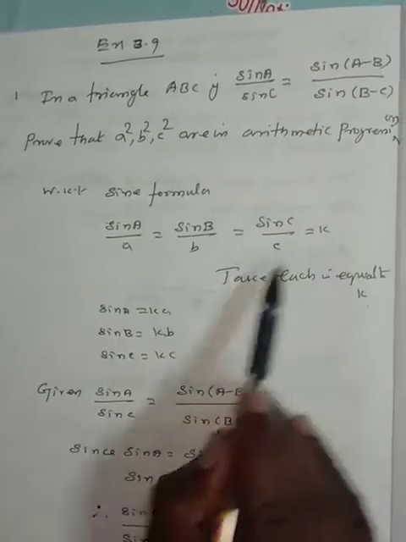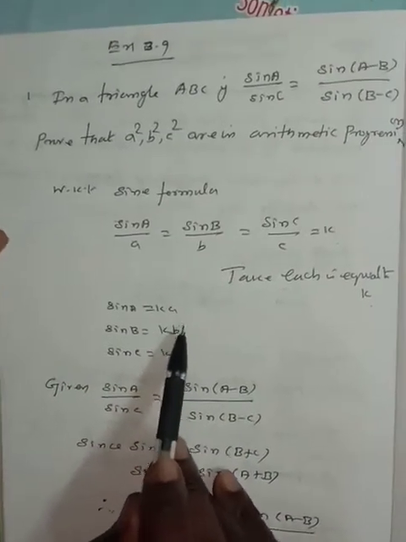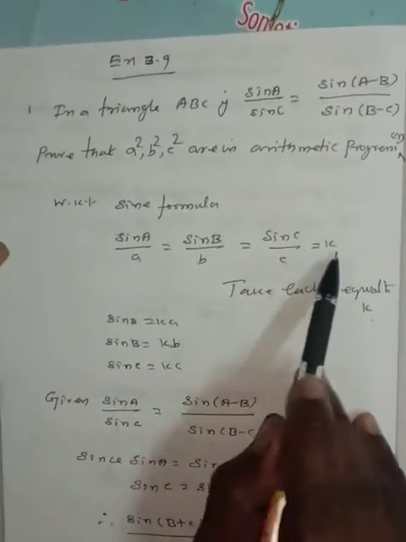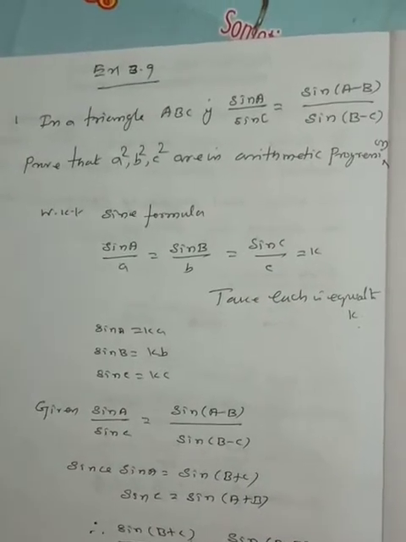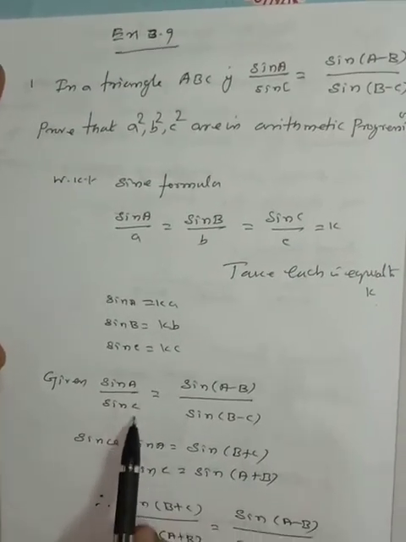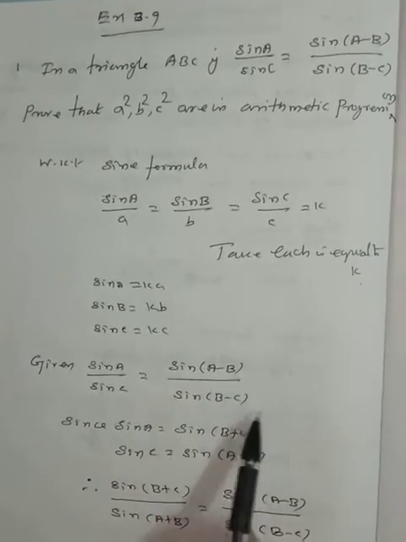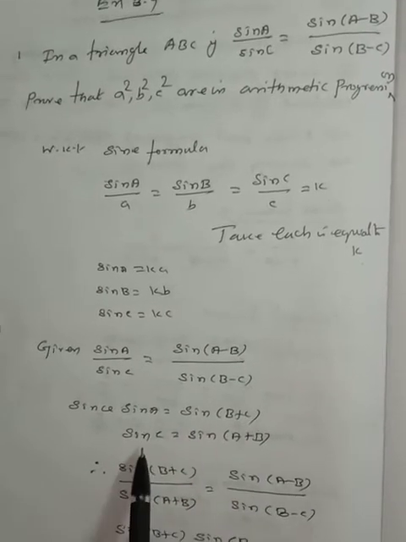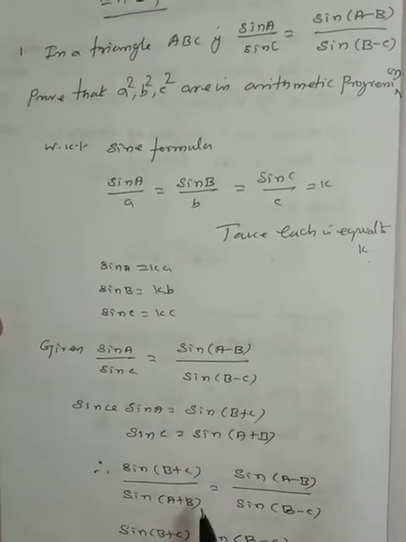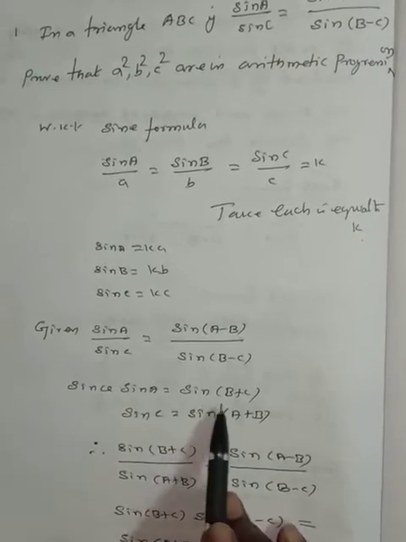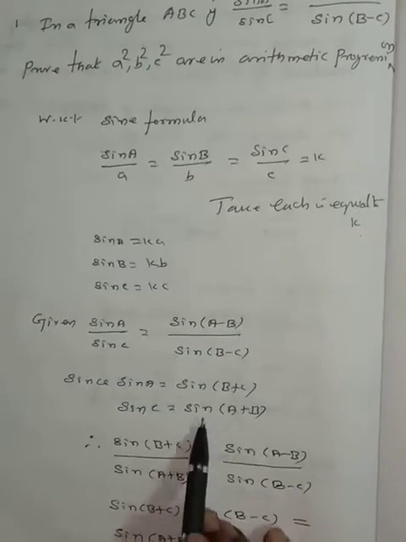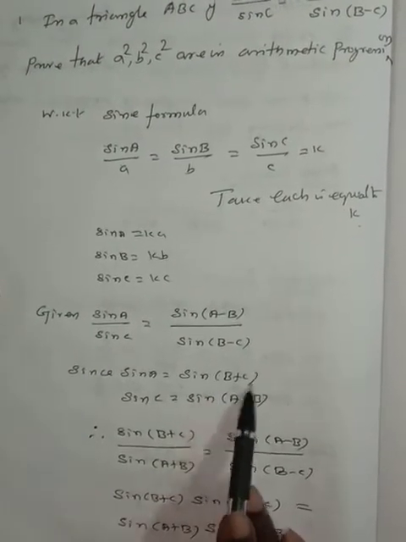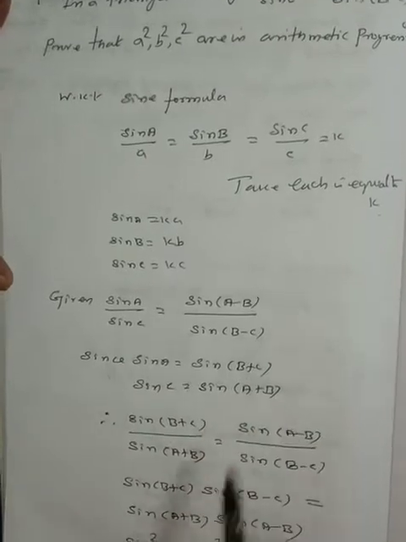Take first and last term, sin A is equal to ka. Second and last term, sin B is equal to kb. Third and last term, sin C is equal to kc. Given sin A by sin C is equal to sin(A minus B) divided by sin(B minus C). Since sin A is equal to sin(B plus C), sin C is equal to sin(A plus B). Therefore, on the LHS, sin A becomes sin(B plus C), sin C becomes sin(A plus B).